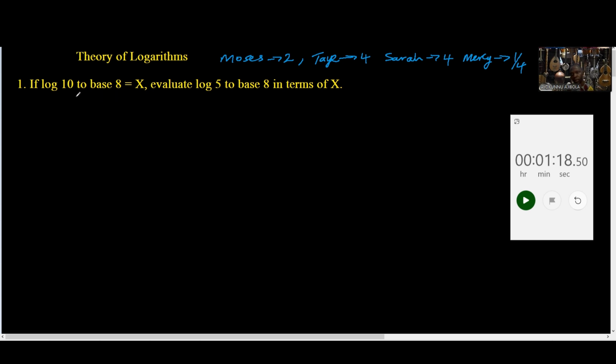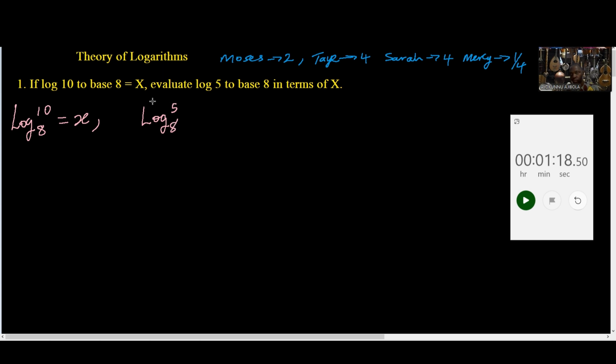The question says if log 10 to base 8 equals x, evaluate log 5 to base 8 in terms of x. Now, if I would rewrite this based on the way the question has been structured, I would say log 10, base 8, equals x. Then I am looking for log of 5 base 8. This is what I'm finding.